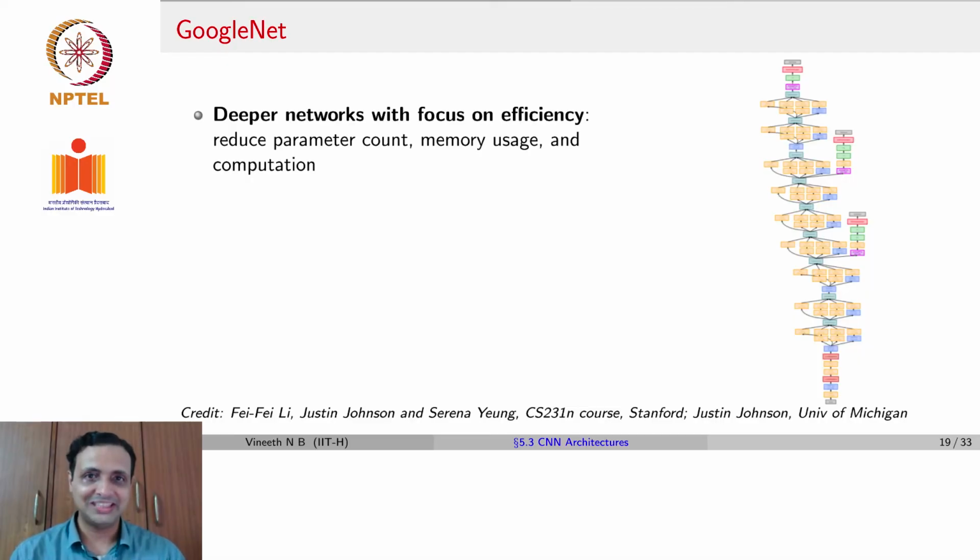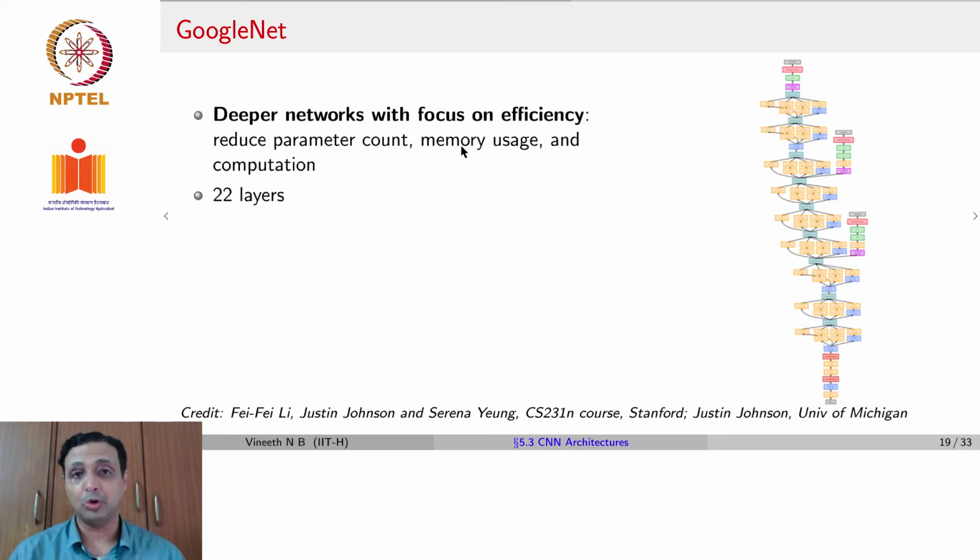Along with VGG in 2014 was also another network called the GoogleNet. The GoogleNet obviously came from Google, focused on deeper networks but with an objective for efficiency, to reduce the parameter count, to reduce memory usage, and to reduce computation. So how did they go about achieving all of this?